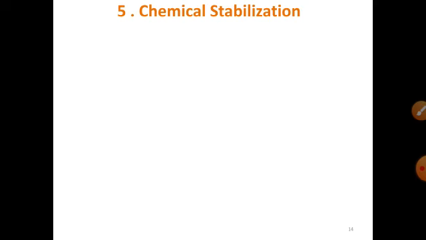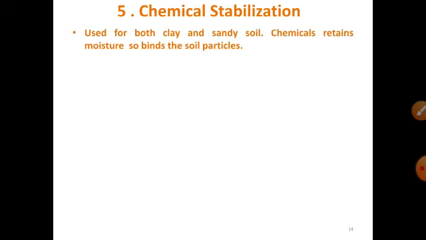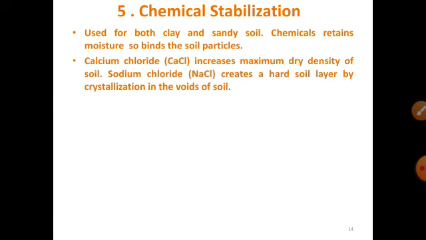Fifth method is chemical stabilization. This method is used for both clay and sandy soils. Chemicals retain moisture so bind the soil particles. Calcium chloride increases maximum dry density of soil and sodium chloride creates a hard soil layer by crystallization in the voids of soil. Other chemicals are also used, but mainly these two chemicals are used.